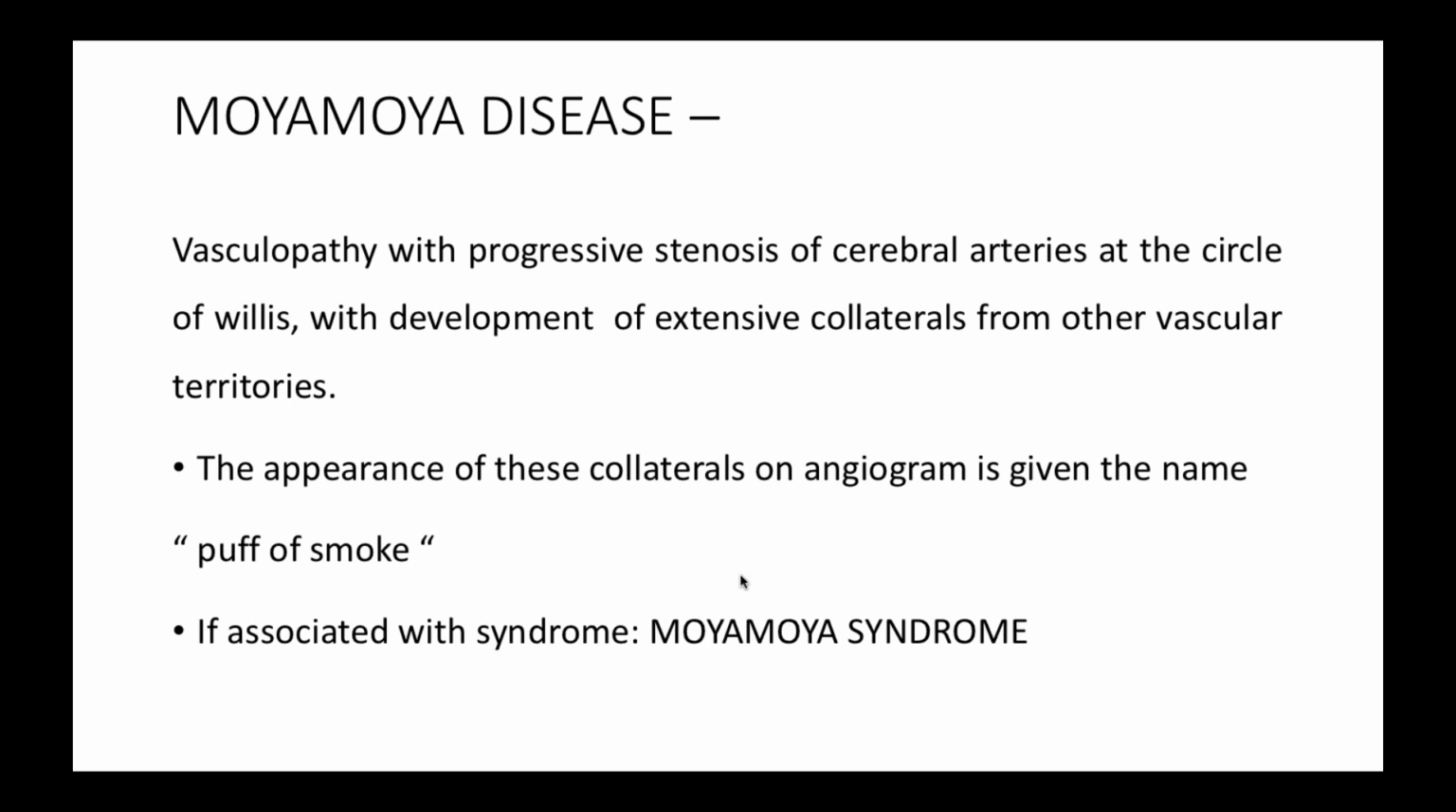Now, the appearance of these collaterals on angiogram is given the name of puff of smoke. So I'll show you the photo and you can then understand. So how does this puff of smoke look like? If it is associated with a syndrome like NF1, neurofibromatosis type 1, trisomy 21, Williams syndrome, then it is called Moyamoya syndrome. So if it is an entity altogether without any prior syndrome, it is called Moyamoya disease. And if it is associated with a syndrome, it is called Moyamoya syndrome.